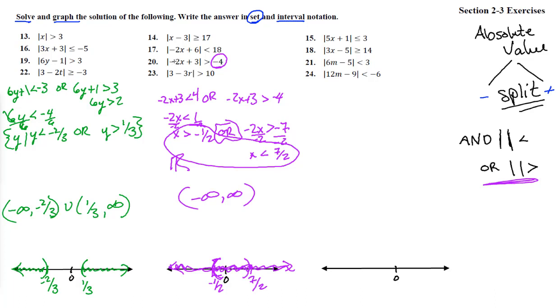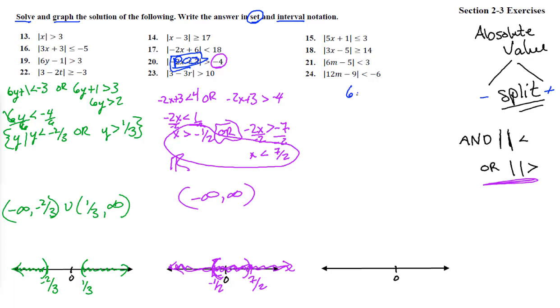So yeah, we could have looked back at this one and said, hey, this is always positive. Positive is always bigger than negative 4. So all real numbers are going to work. Doesn't matter what you stick in there. When you take the absolute value, you get a positive number. It's bigger than negative 4. So number 21. Let's do that one.